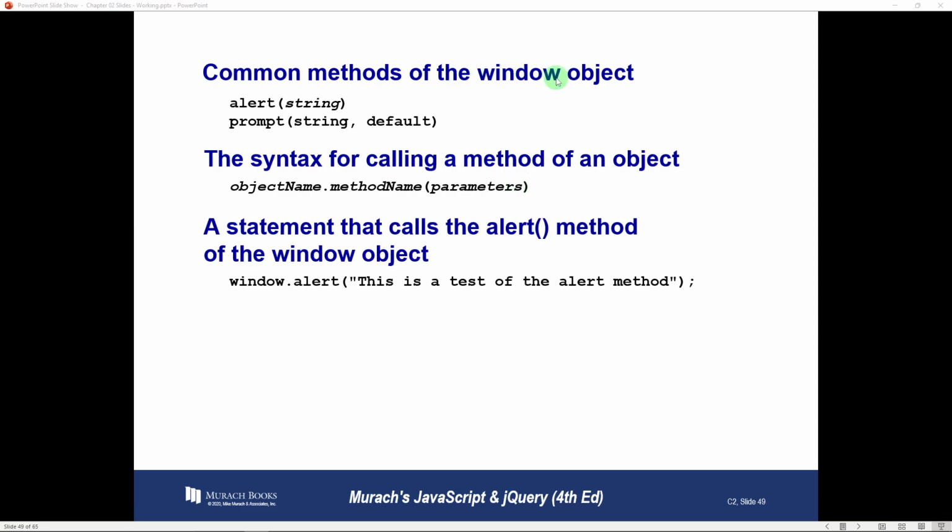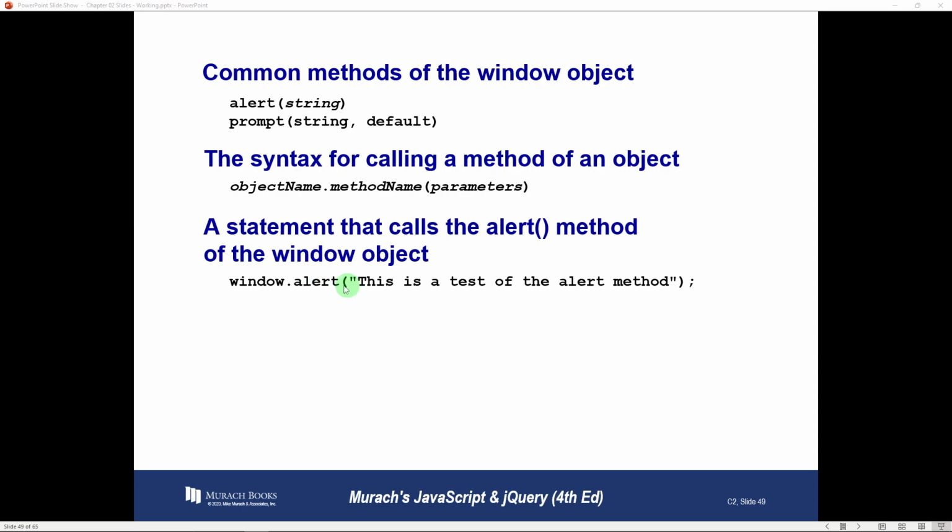We talked about the window object. It has two methods called alert and prompt. It has more than that, but those are the two we're going to look at right now. So here's a statement that calls the alert method of the window object. I can say window, that's the name of the object that exists inside of our browser at all times. I call its .alert method. And then inside the parentheses, the parameter I have to supply is what's going to be printed out in this alert. In this case, we're supplying a string that says this is a test of the alert method.